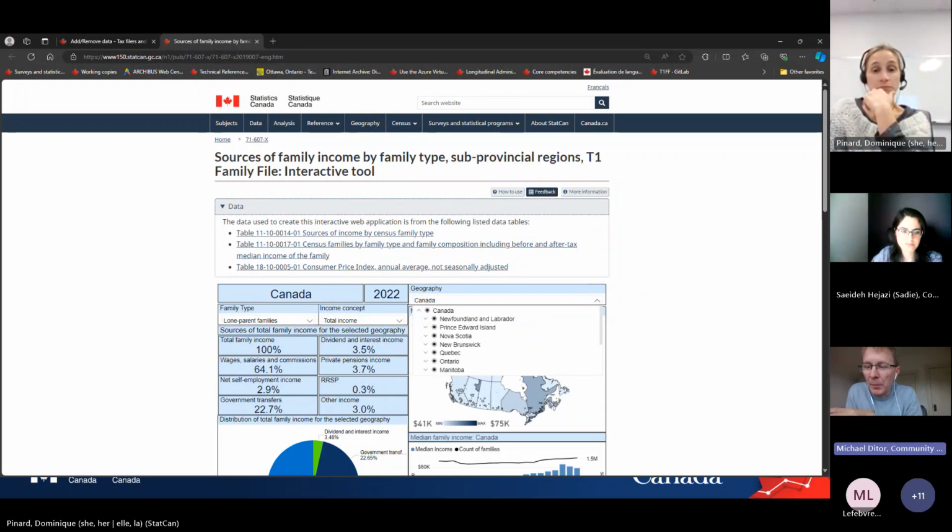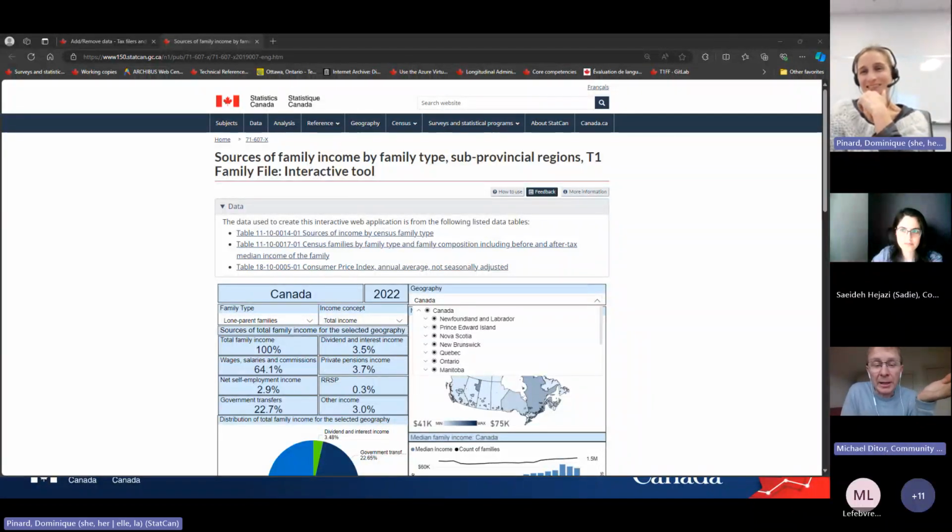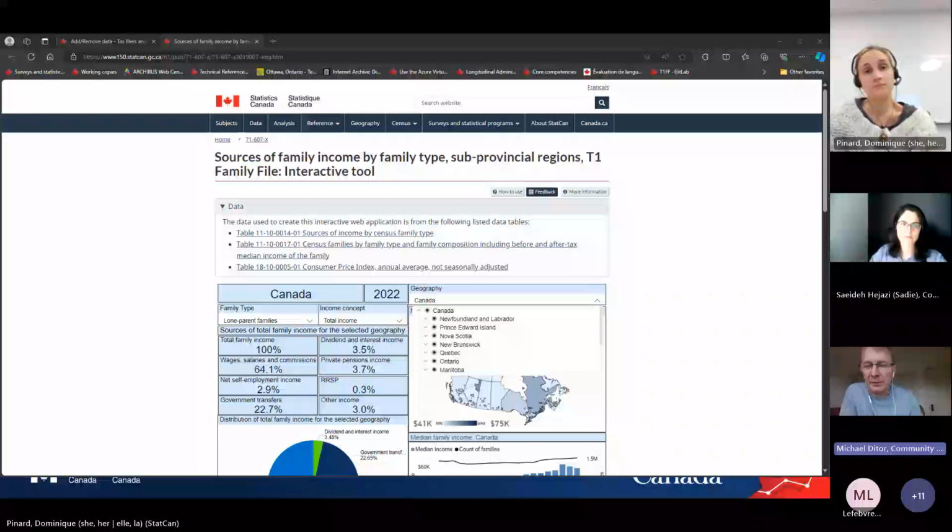Just a note, which I'm hoping is not going to come out too much like a plug, but when you're deciding where to get data from, I think it's good to note the geographies that are available. One of the reasons why we do order all the standard tables is because we're getting it at geographies that are not available on the website. So we're ordering data for census subdivisions or census divisions or census tracts, which are not available here.